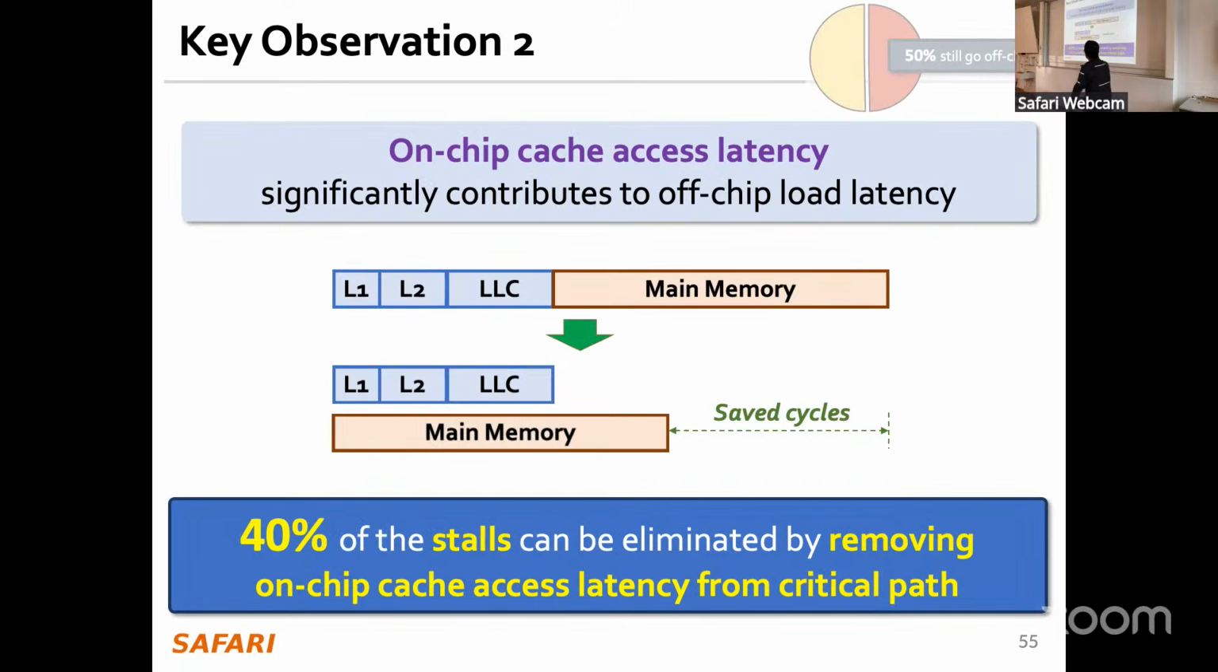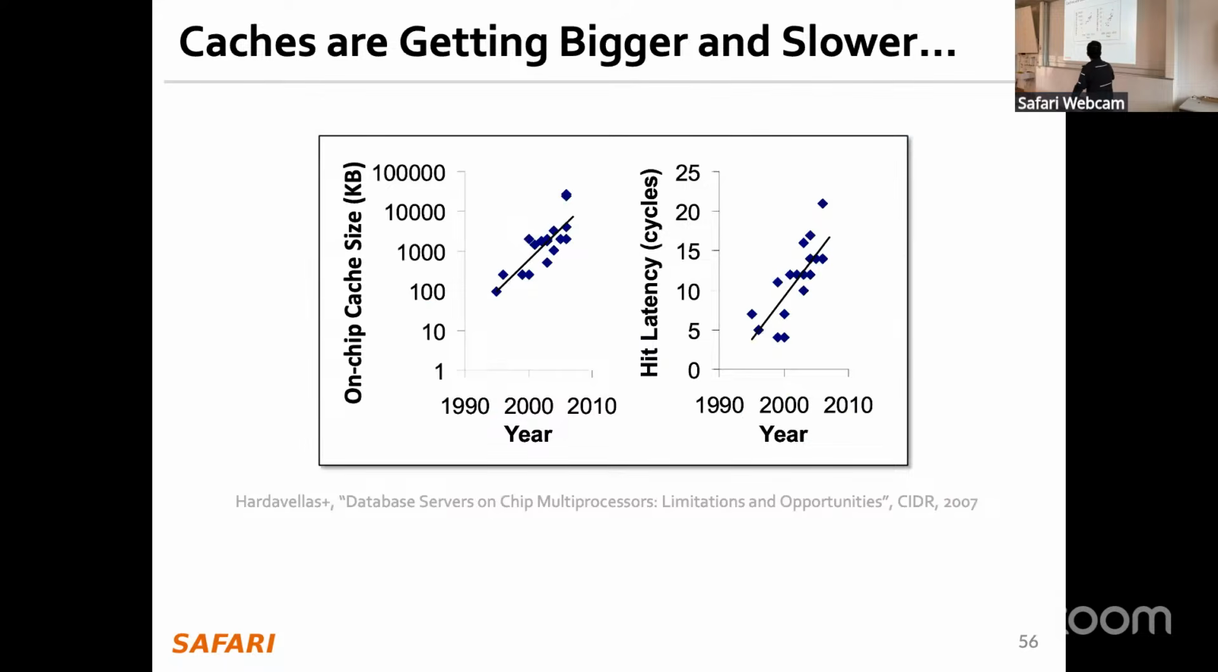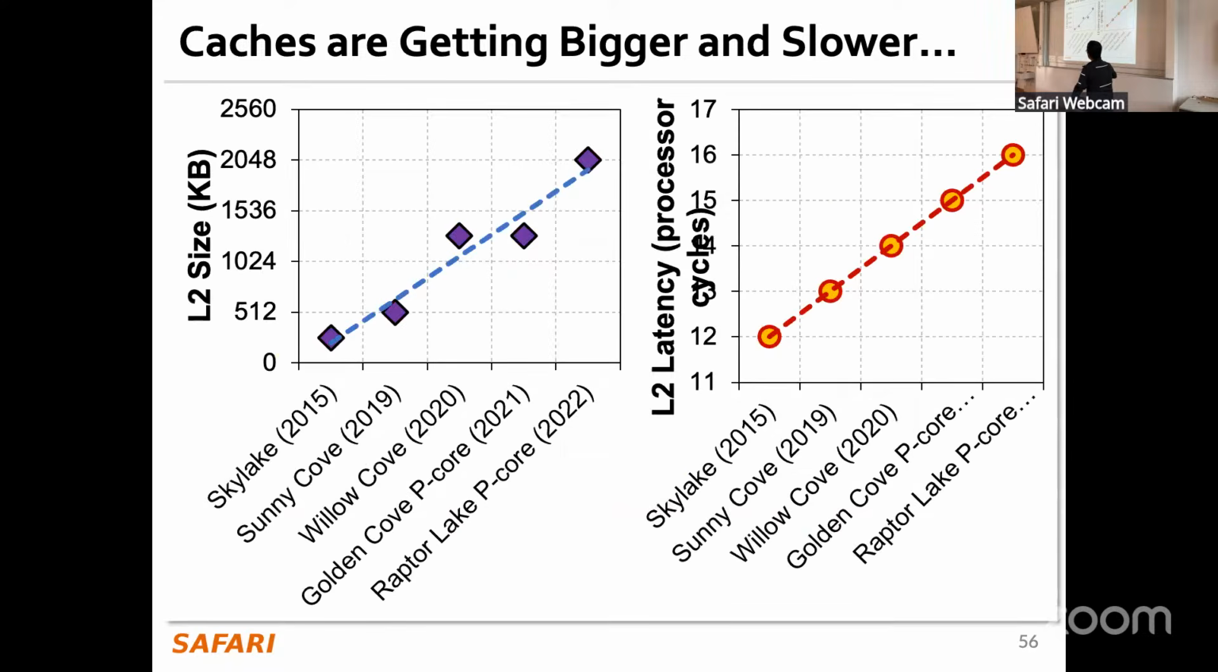This latency is also increasing at a rapid rate. This is a 2007 paper, which also showed that on-chip cache sizes are increasing, and so is the latency. We also did some study which showed the same trend: L2 size is increasing, and so is the latency. It's just a fun fact, and I say this whenever I present these slides.